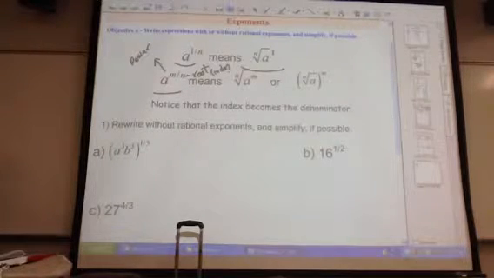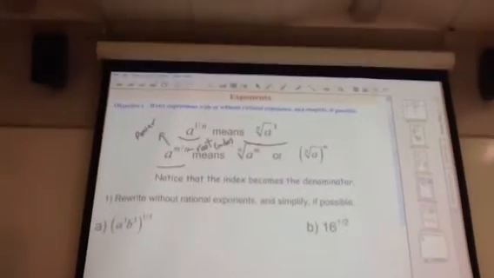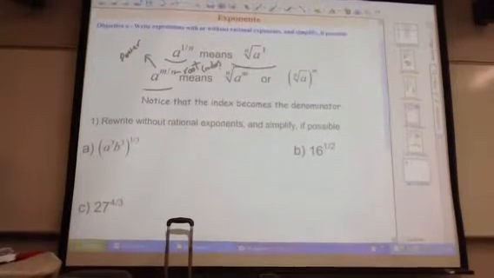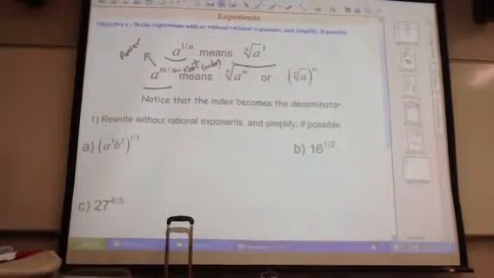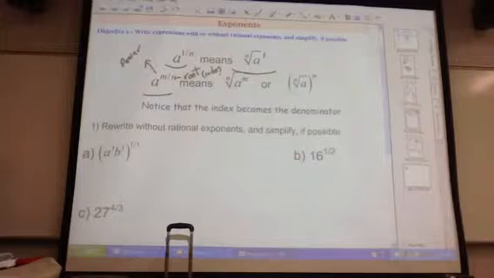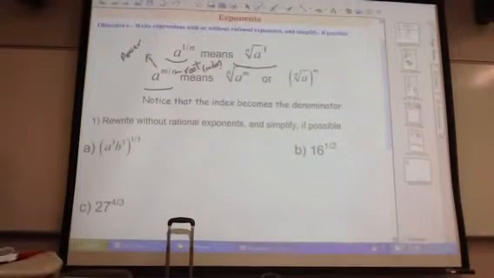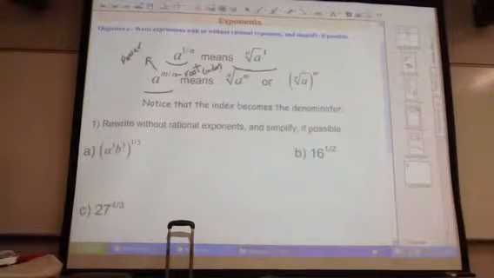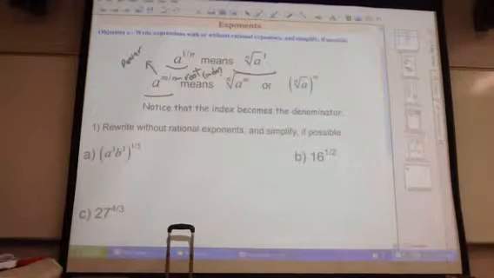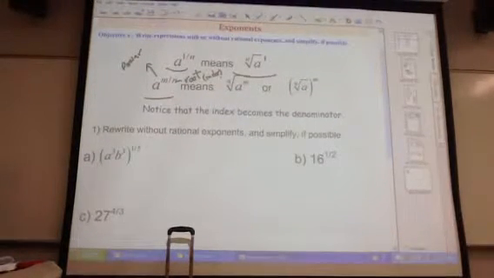Okay? Look, they translate it as a radical. The root is going to be your index, that's n. The power is going to be on top of a. Sometimes they can write it like this. It's the same thing. See? The exponent could be around the whole thing, could be around just the piece inside the parentheses. I'm going to work on that.